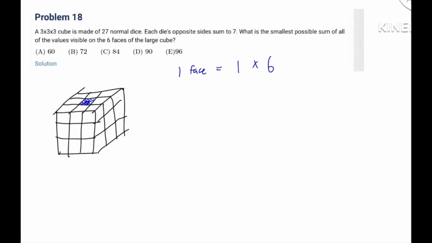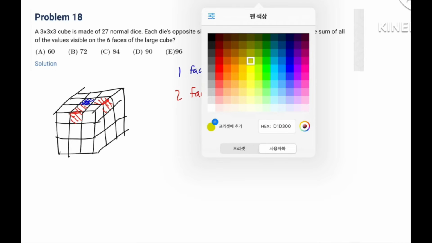So 1 times 6, and then there's the other portion that shows 2 faces, like this one or this one right here. That would have a 1 and a 2 to get the least possible sum. So 1 plus 2, and then times the number of edges, right? So this is 12. And then 3 faces.